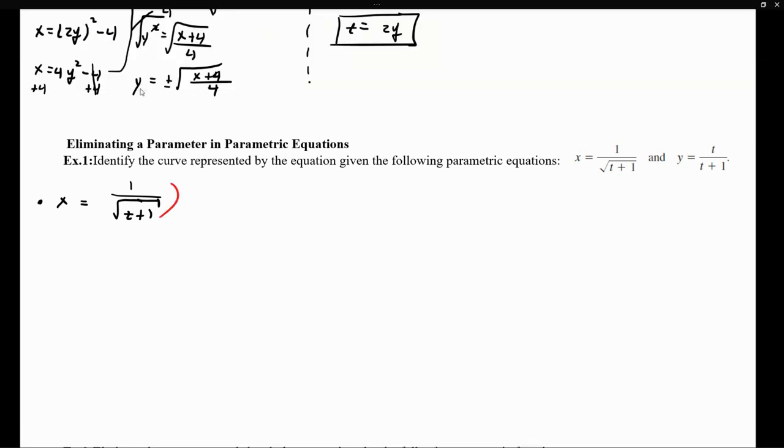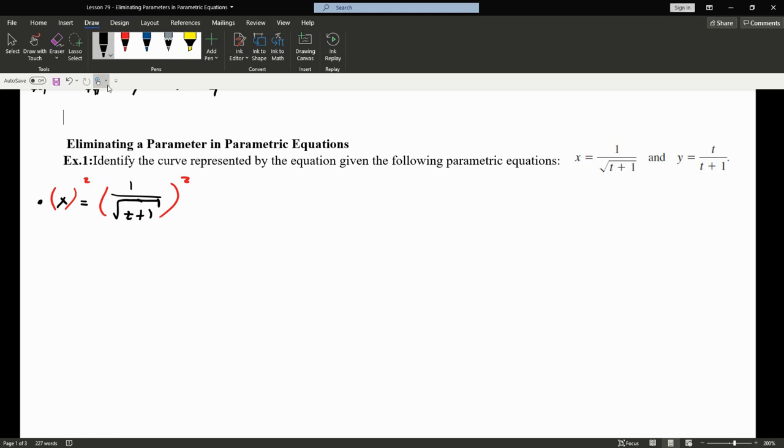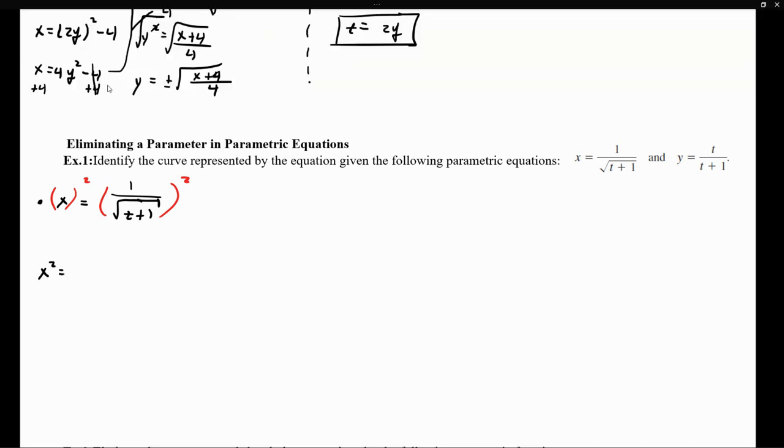And in order for us to solve for t, I can just raise the second exponent to both expressions. So now by doing that, I have that x squared is equivalent to 1 to the second, it's just 1, and the square root to the second will cancel out. So now you have t plus 1, and we can definitely solve for t now, because if we cross multiply, we're going to have x squared times t plus 1 equivalent to 1 times 1. Notice that what I'm doing here is cross multiplying. So now we have the equation tx squared plus x squared equals 1.